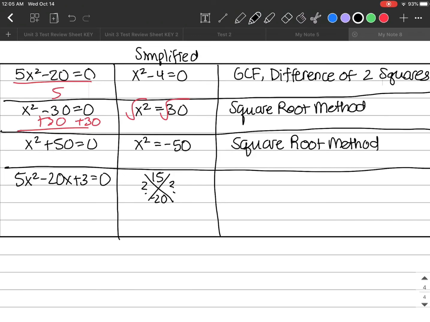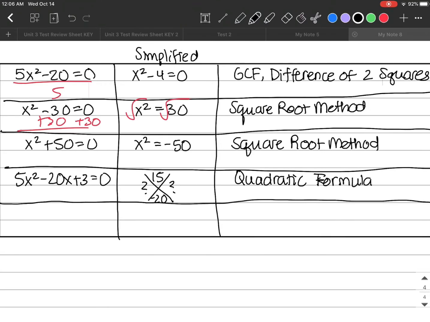I think completing the square would be a nightmare because of that 5 in front of the x squared, since you would have to divide everything by it. So the best method to use here would be the quadratic formula, because you can use that for anything. The other methods are all hard or impossible to use for this.